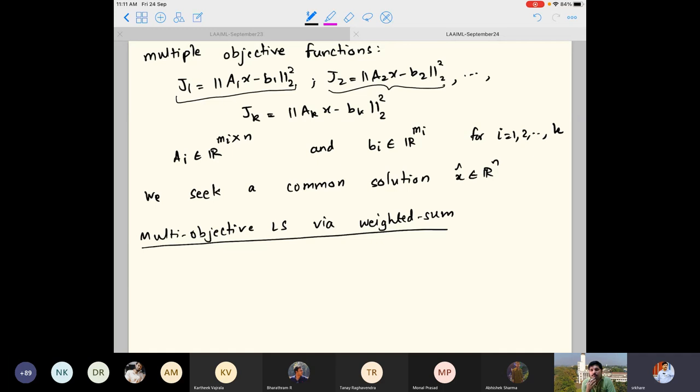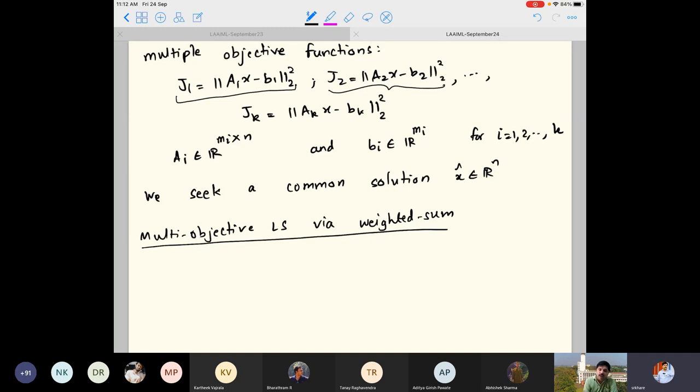Sir, in this, all the Ais have the same number of columns, right? So why can't we stack them one by one and then just do AX minus B and optimize that? What you are saying is precisely what we are doing. That is what I'm going to do through this weighted sum.